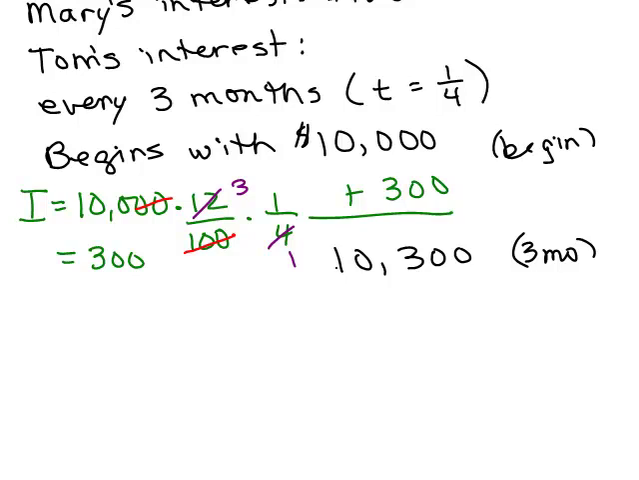This is after 3 months. He has $10,300. Okay, now we need to figure out how much interest he's going to earn after 3 more months. So we're going to do this again. And now I'm going to use a calculator. It's going to be easier.